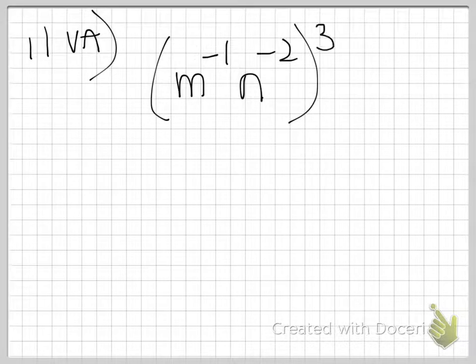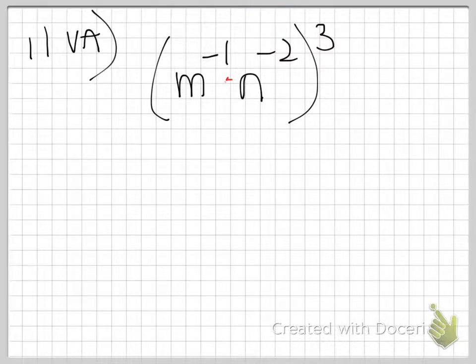Going back to version A. Number 11. Simplify using the rules of exponents. m to the negative 1 times n to the negative 2, all to the third power. Remember, when you're doing it to the third power, everything is multiplied here, so you actually can distribute that exponent. But I don't want you to think of it that way as a rule, because then it's confusing when you can and when you can't.